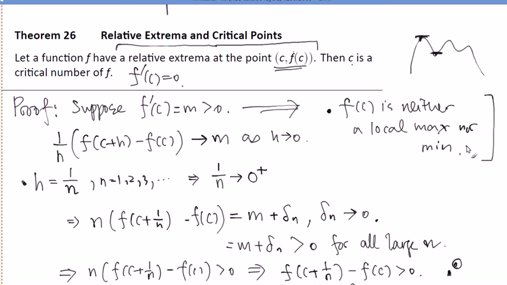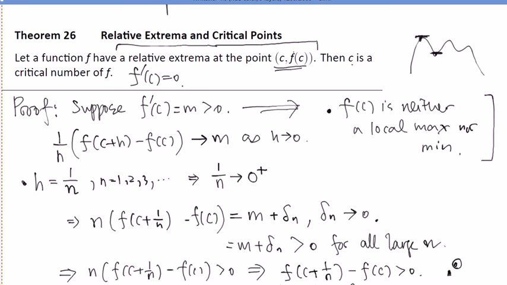So what went wrong? Something is contradicting, and you go back and figure out what went wrong. It's this supposition. We didn't know if it is zero, positive, or negative, right? We supposed it's positive, and it ran into a contradictory conclusion. Then what is wrong? Our supposition is wrong. F prime of c cannot be positive. That's our conclusion. If it is positive, you run into a problem.